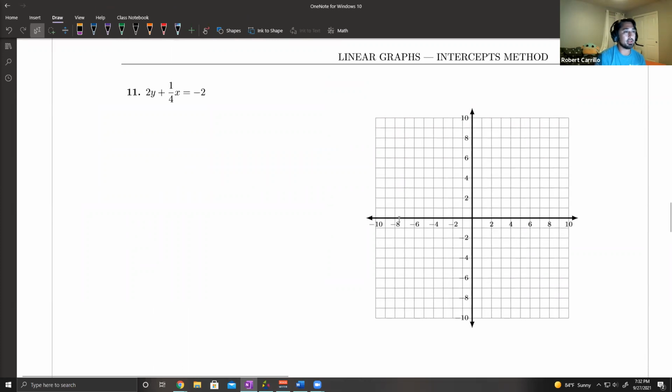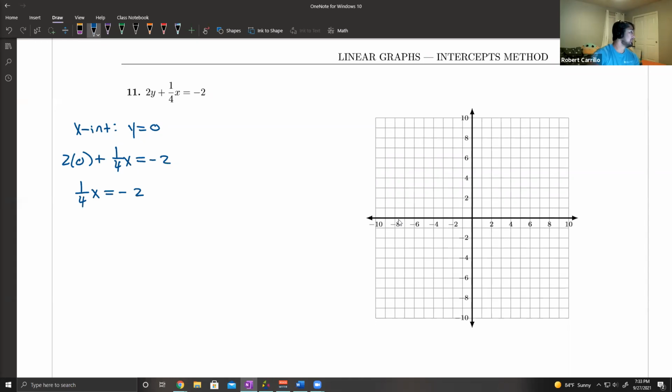2y plus 1/4 x equal to -2. All right. So again, x-intercept, y equals 0. 2 times 0 plus 1/4 x equal to -2. 2 cancels out, 0's out, and 1/4 x equals -2.